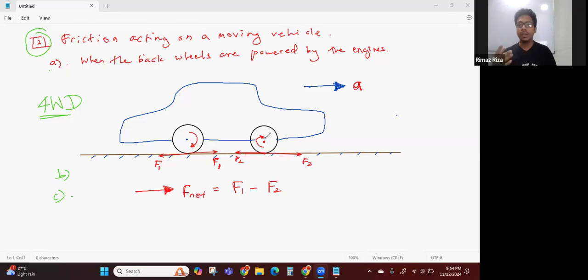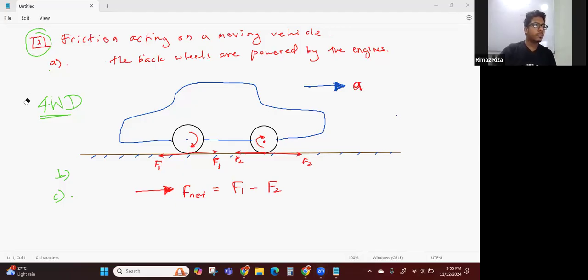But anyway, for our study purpose, to understand how you have understood this friction force, we will do case B as the front wheels are powered by the engine. So in part B, when the front wheels are powered by the engine, you have to think accordingly, draw the figure and mark the friction forces. Okay, so let's move on to the next part.